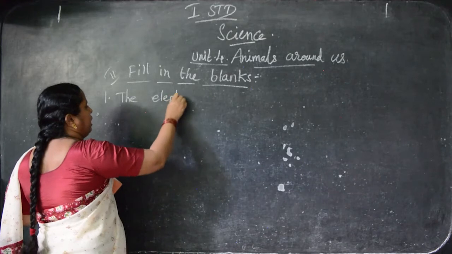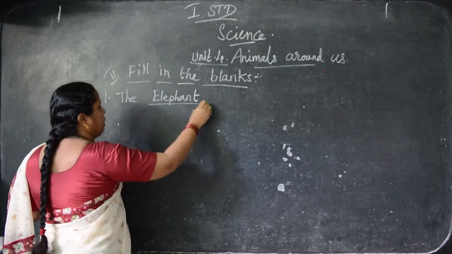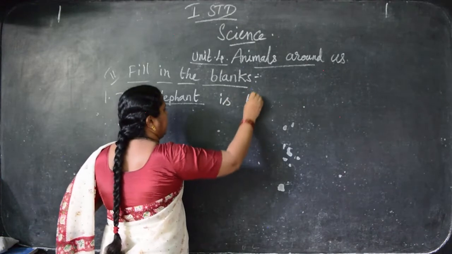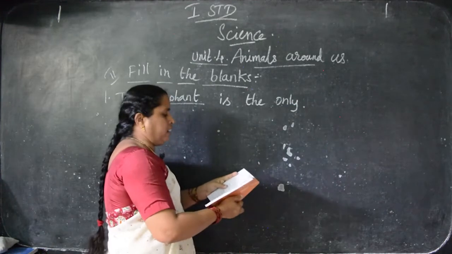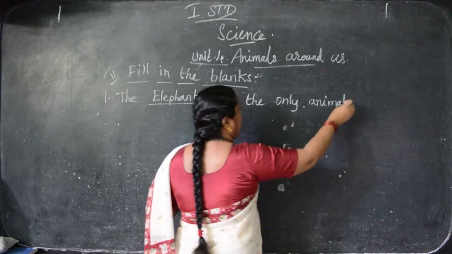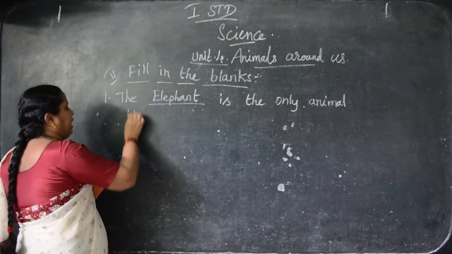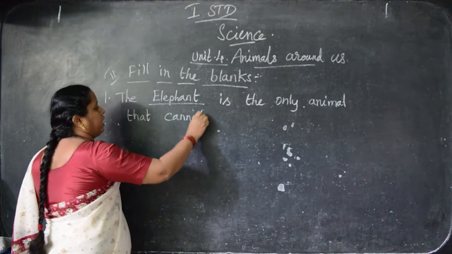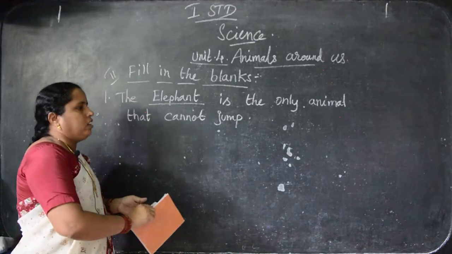The elephant. E-L-E-P-H-A-N-T, elephant. Is. The only animal that cannot jump. C-A-N-N-O-T, cannot. J-U-M-P, jump. So this is the first one.